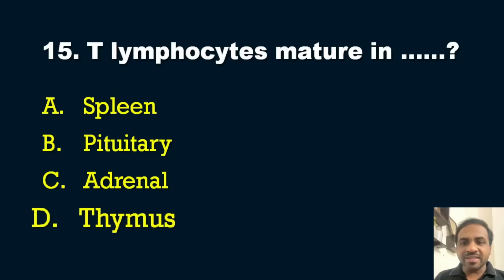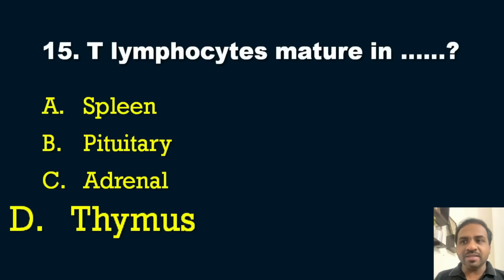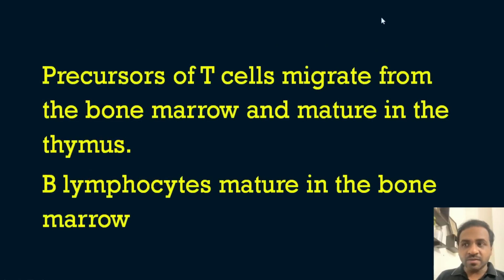The answer is option D, thymus. T lymphocytes mature in the thymus, not in the bone marrow. The precursors of T cells migrate from the bone marrow and mature in the thymus, but B lymphocytes mature in the bone marrow. That's all regarding the final question in the series.